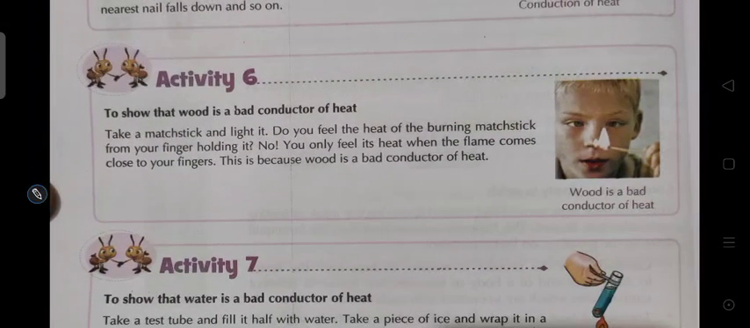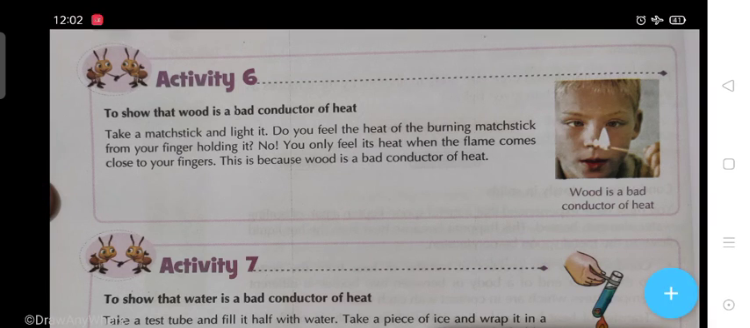Now there is another activity, number 6, to show that wood is a bad conductor of heat. Students, I told you about the good conductor and the bad conductor. What is the difference between each other? In a good conductor, heat can transfer easily, but in a bad conductor like air, plastic, wood, heat cannot transfer easily. So let's see in this activity what has been told.